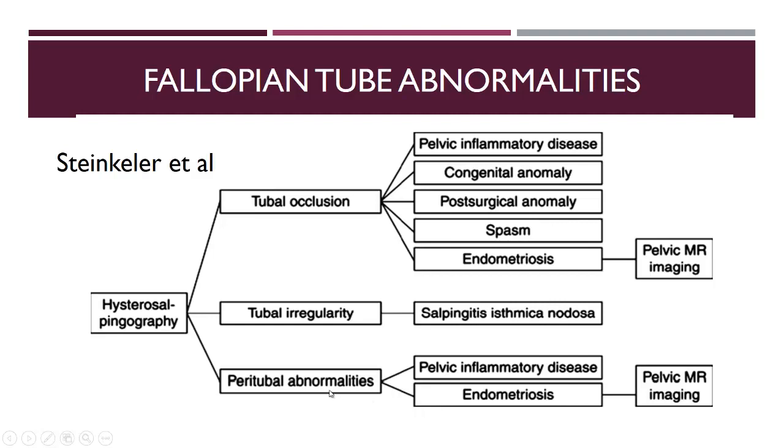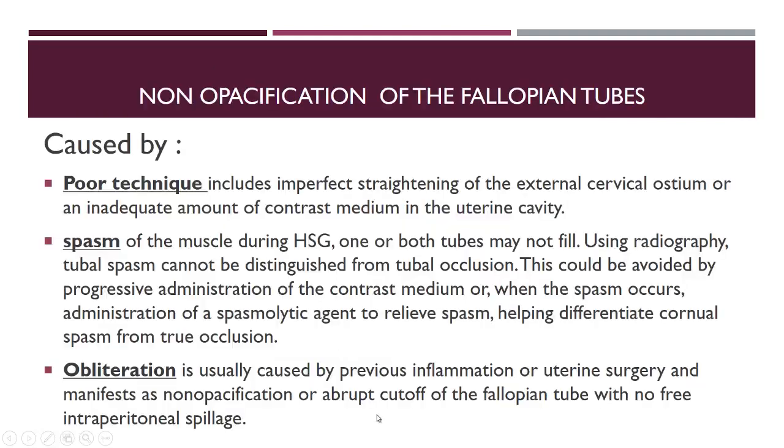And here we have peritubal adhesions or pelvic adhesions. Sometimes we name these abnormalities the tuboperitoneal factor for infertility. Either the adhesions are in the fallopian tube itself or in the surrounding peritoneum.